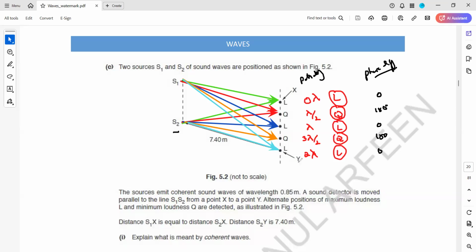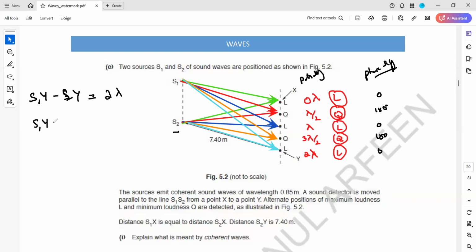When we take a difference from S2y and S1y, S1y minus S2y will be the path difference. And what is this path difference? This path difference is equal to two wavelengths. How did I work out two wavelengths? As I just mentioned, there is a pattern: zero wavelength, half wavelength, one wavelength, 1.5, and then two wavelengths. So at point Y, when S1 and S2 move to Y, the difference in their lengths is equal to twice the wavelength.